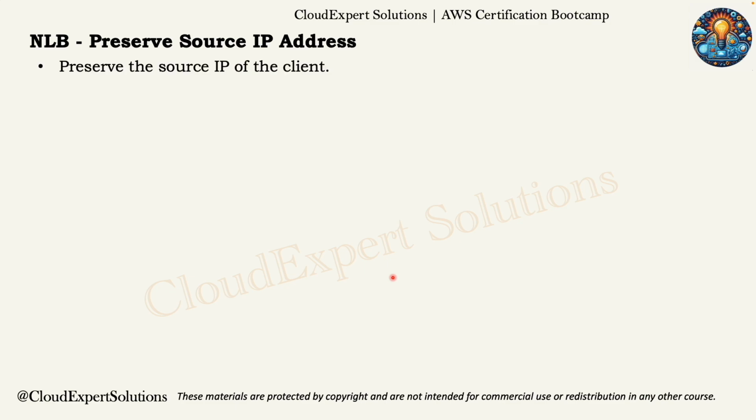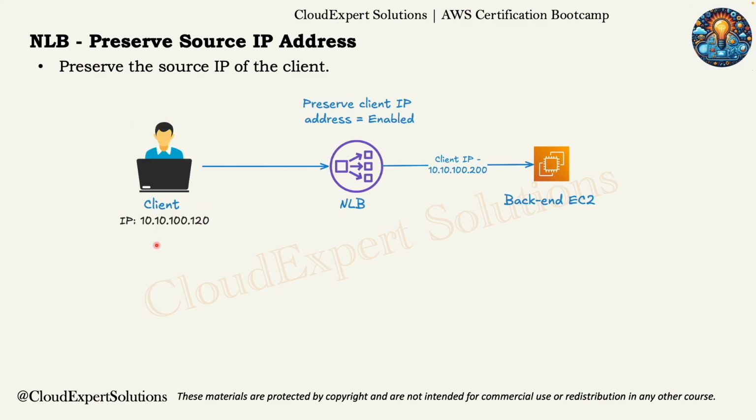Network load balancer has the capability to preserve the source IP of the client. Let's understand with an example. Let's assume our client IP is 10.10.100.120 and this is a private IP. Our client is trying to access the backend EC2 using the network load balancer.